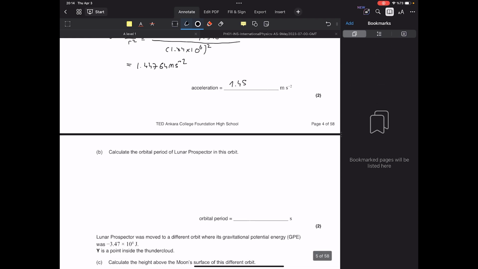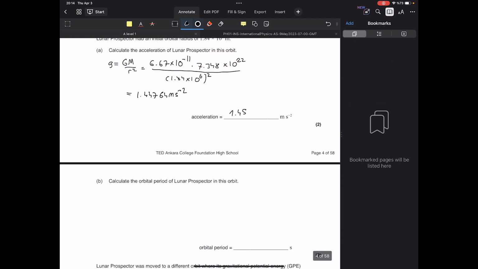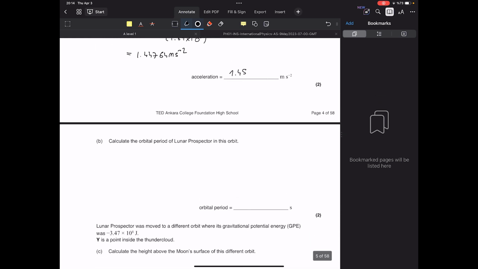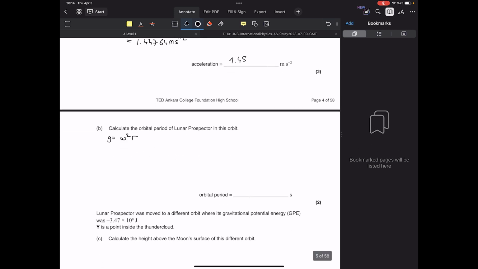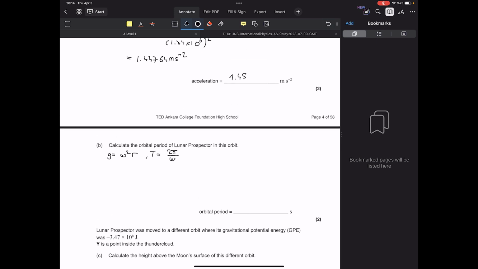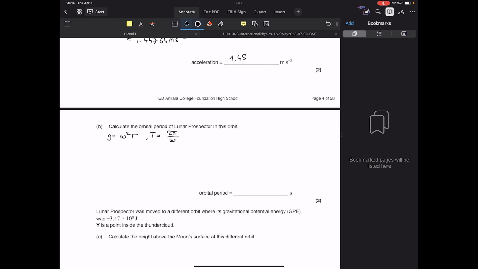Calculate the orbital period of the lunar prospector in this orbit. The centripetal acceleration g here is going to be equal to omega squared r. This is just the formula. And then the period is going to be equal to 2 pi over omega, because omega is the radians per second, so 2 pi radians divided by the radians per second is going to give us the time it takes to travel the 2 pi radians.